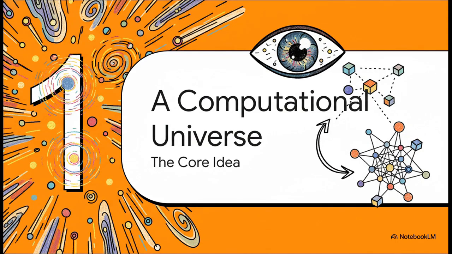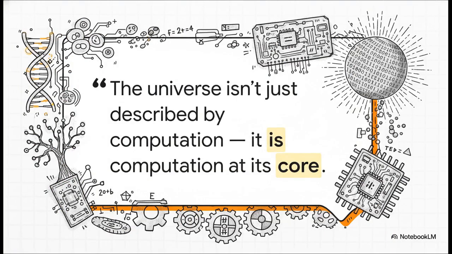To really understand this new kind of science, we've got to start with a huge shift in how we even think about the universe. And this is the absolute key. The theory isn't just saying the universe is like a computer. That's not it at all. The claim is that it is a computer. Everything we see, from biology to the laws of physics, is just the output of this massive, ongoing computation.